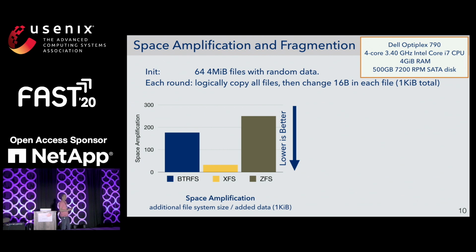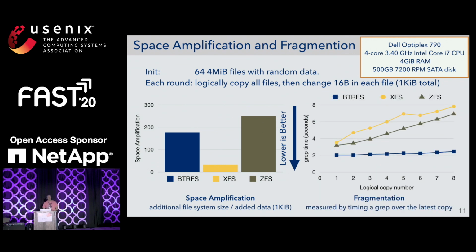Space amplification here is the amount of extra space that the file system uses over the amount of changes that we've made. And as you can see, even with this logical copy, Btrfs and ZFS use over 100 times as much space as the amount of changes that we've made. XFS does a little bit better, about 30 times as much space.